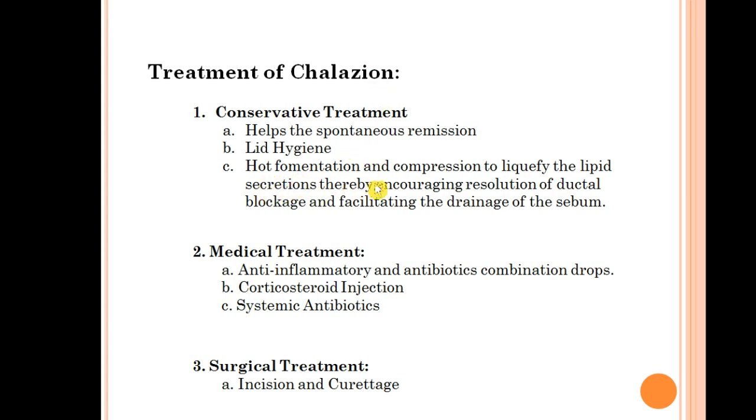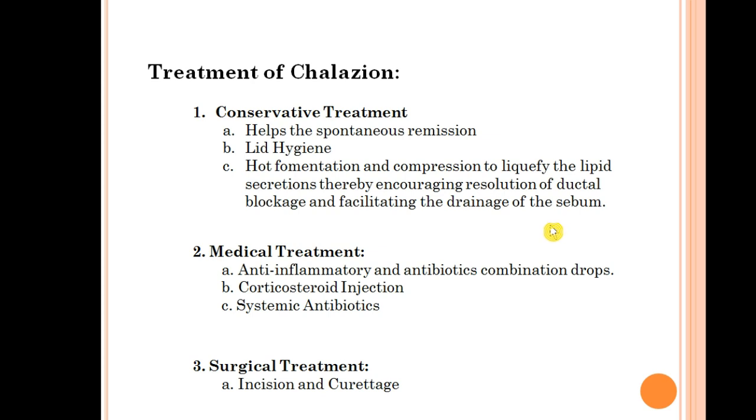Moreover, hot fomentation and compression are applied. For hot fomentation, some hot substance is taken, as hot as is bearable, and that is compressed over the chalazion in order to liquefy the lipid secretion that is inside. So that will liquefy, thereby encouraging the resolution of the ductal blockage and facilitating the drainage of the sebum. So that will help.